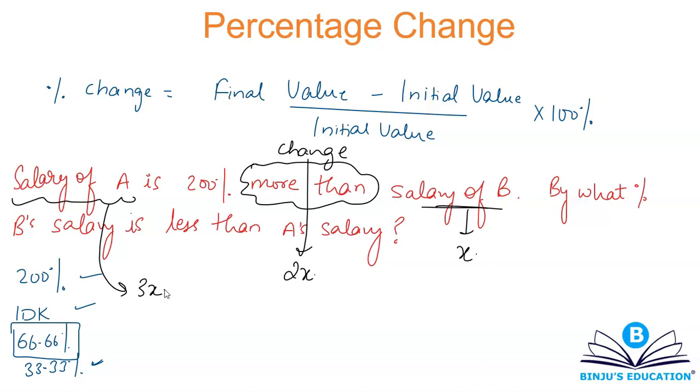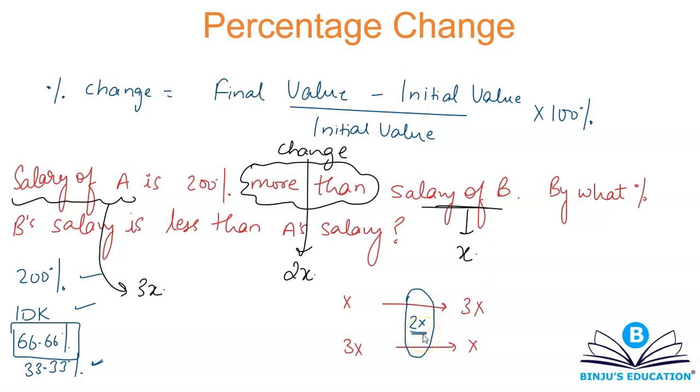So salary of A is 200% more than B. By what percent is B's salary less than A's salary? Now understand, interestingly again, if you go from X to 3X, or if you go from 3X to X, what is the change? Guys, the change is twice of X in both ways.